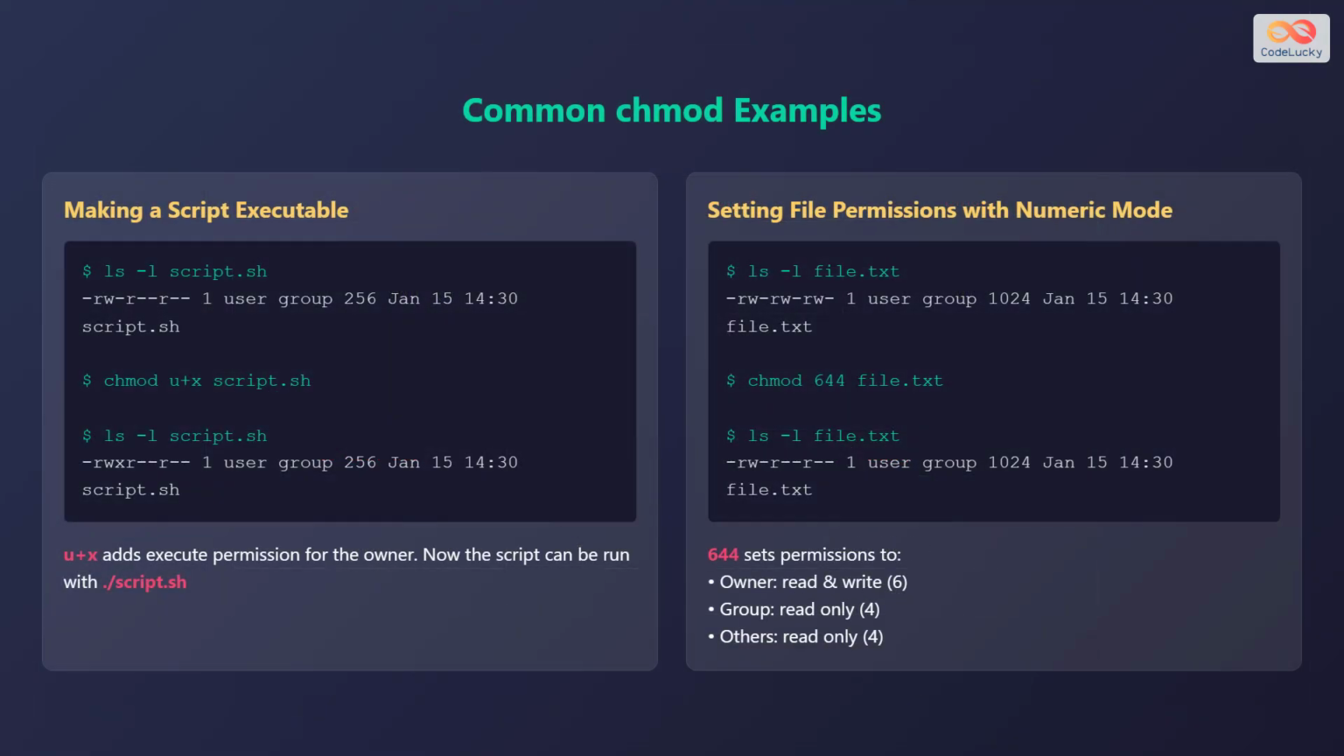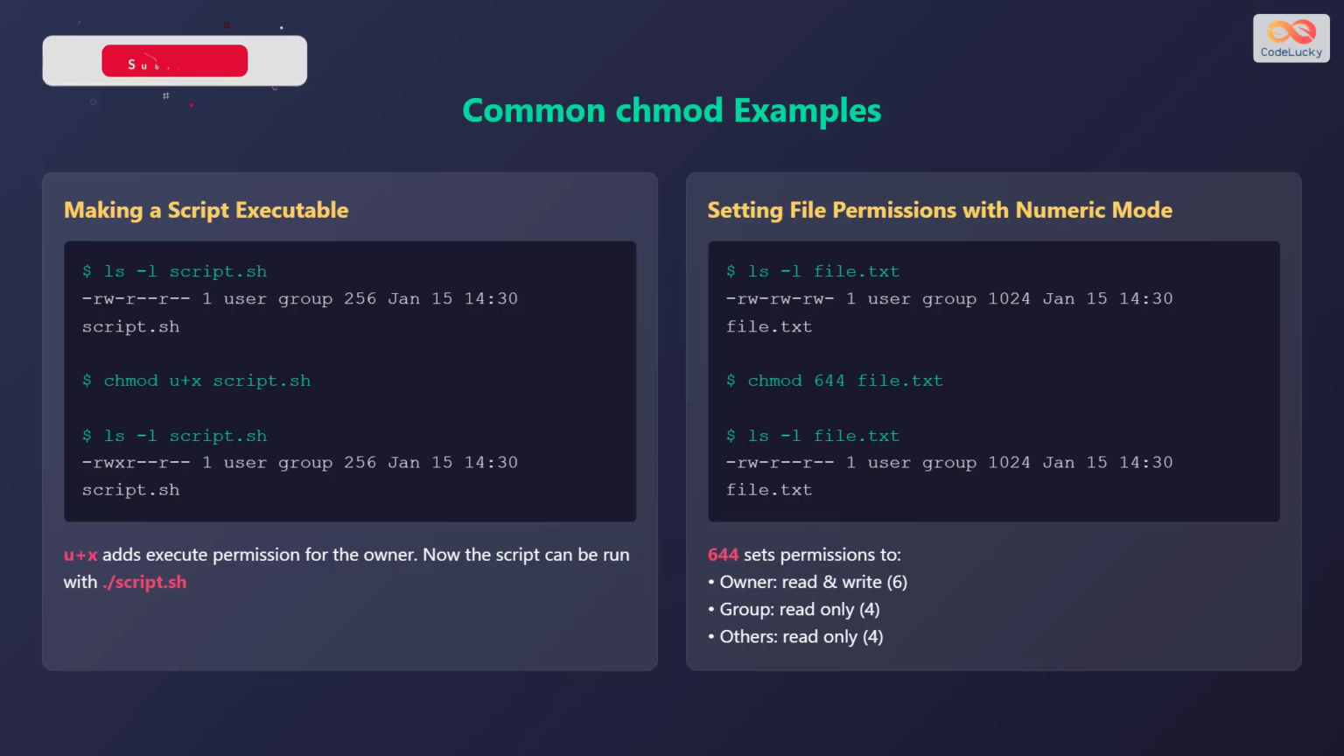Let's go through some common chmod examples. First, let's look at making a script executable. If you list the file and see the permissions rw-r--r--, you can use the command chmod u+x script.sh. Now if you list the file again, you'll see rwxr--r--, which means that execute permission has been added for the owner. Now the script can be run with ./script.sh.